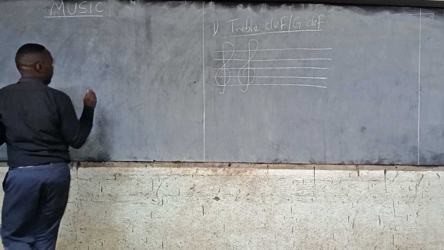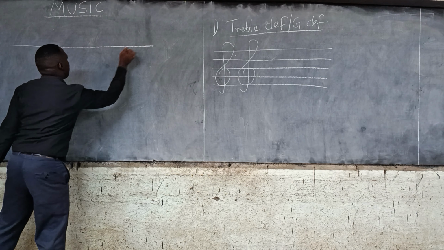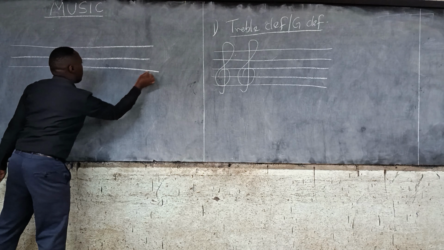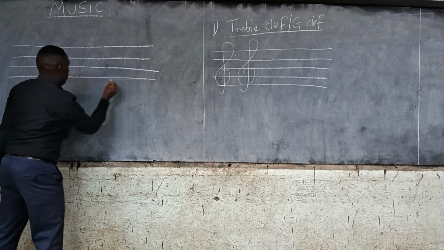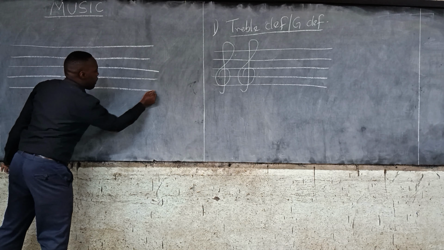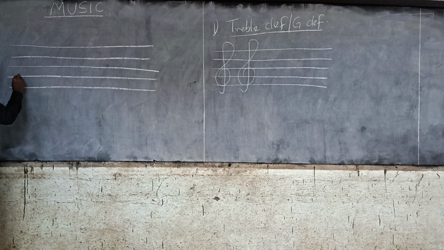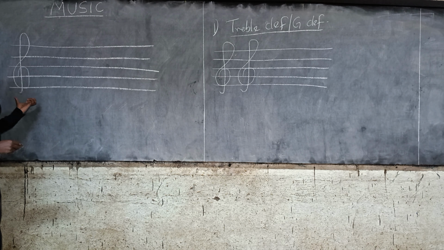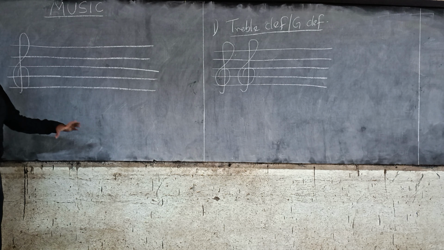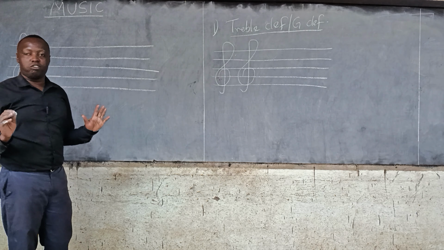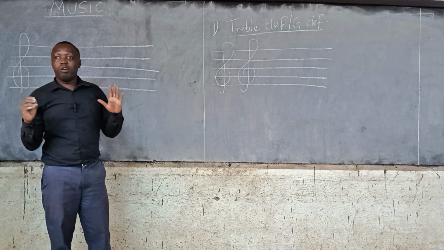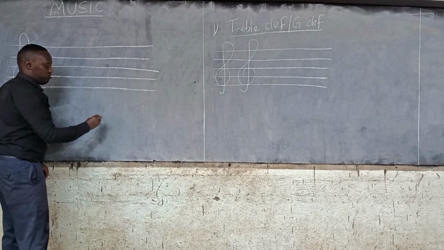Let me draw the treble clef again. So that is our first thing. Then we draw our treble clef. Then after drawing this, now we are going to label it. And what do we use to label the lines and the spaces? We use the letters. In music, these are the letters we use for labeling the keys and the notes.